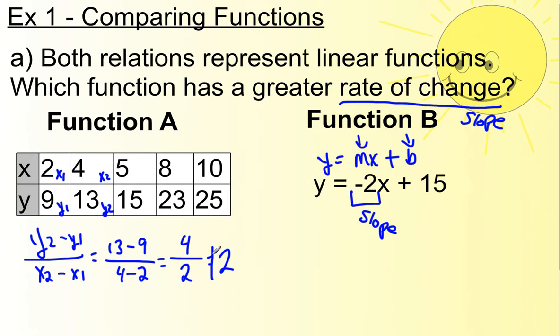Okay, so function A has a slope of 2. Function B has a slope of -2. Which function has a greater rate of change? Well, it's got to be function A. Function A has a positive slope. Function B has a negative slope. So function A has the greater rate of change.